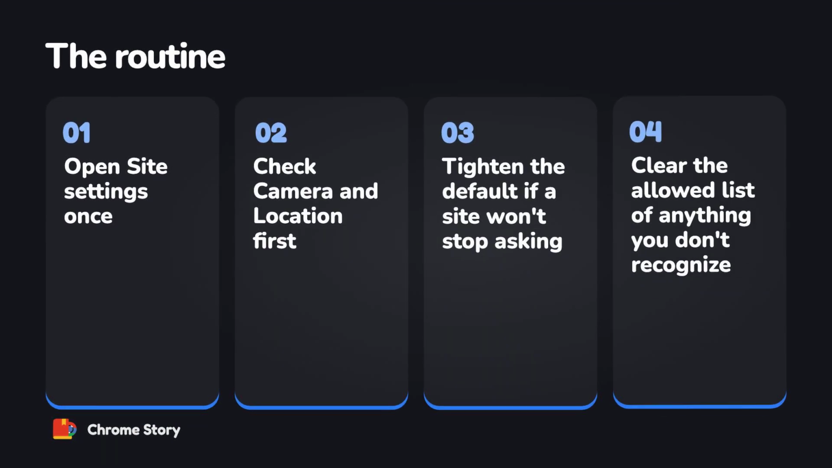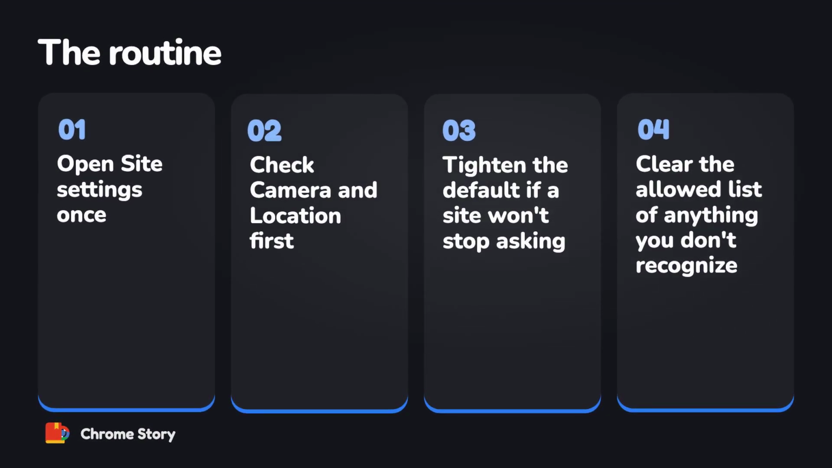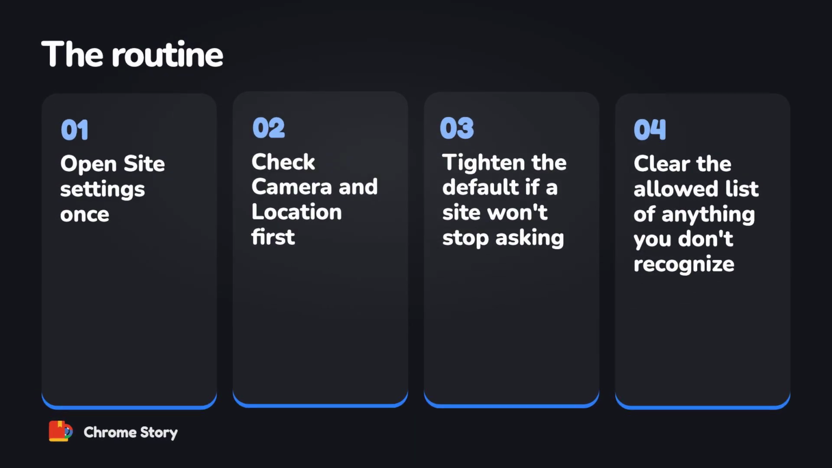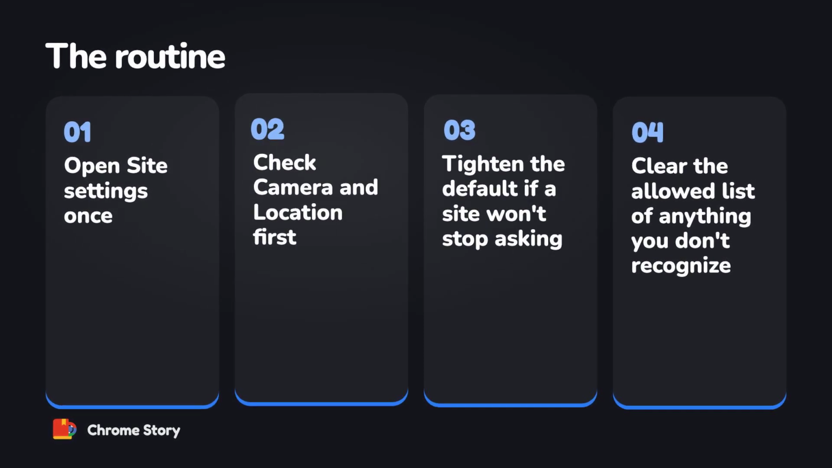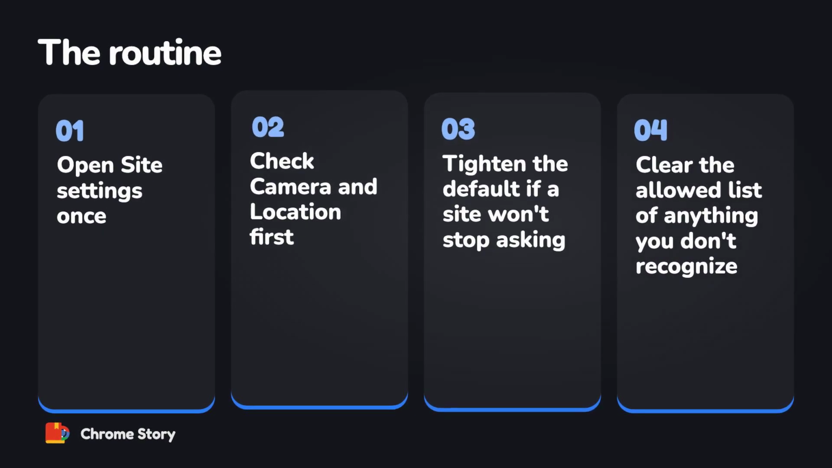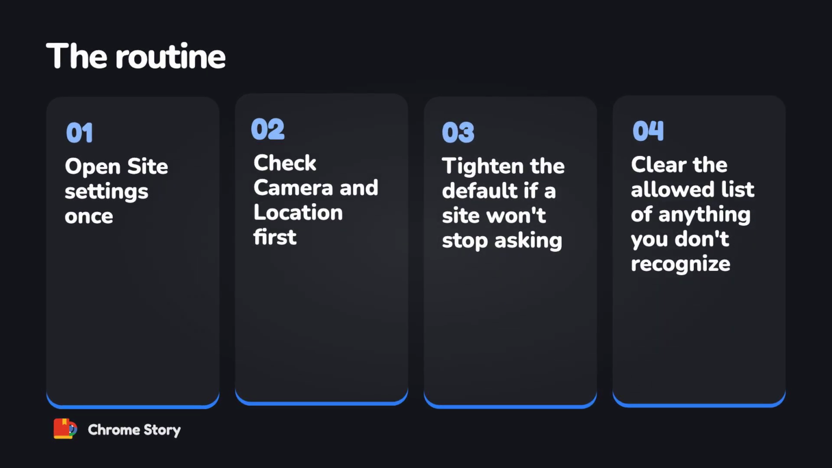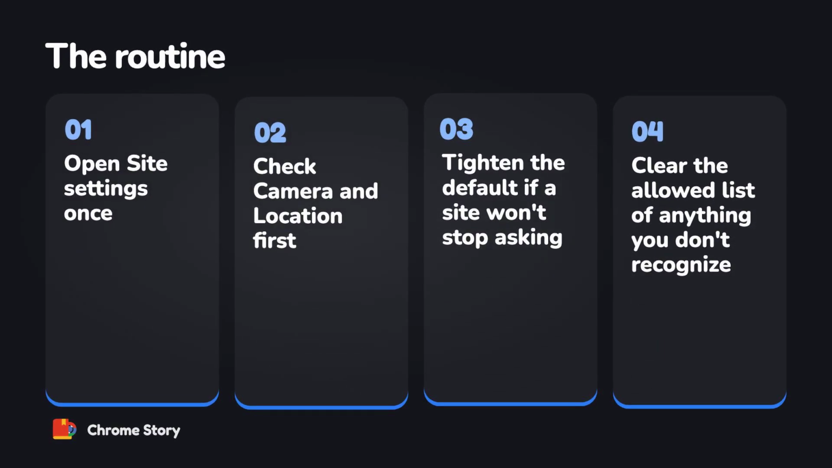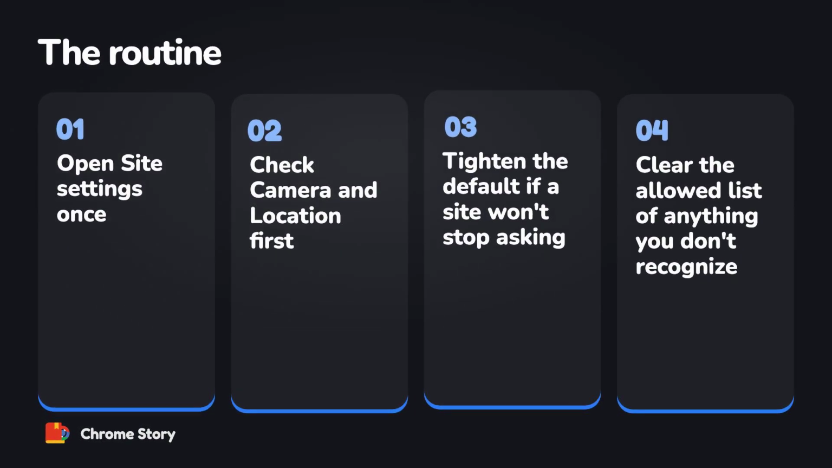So the actual routine is short. Open Site Settings once, check camera and location specifically, since those are the two permissions with the most riding on them and the least attention paid. Tighten the default if a random site keeps asking, and clean out the allowed list for anything you don't recognize anymore. Do that once, and Chrome keeps enforcing it from then on. No rechecking required, and no more guessing which site you said yes to 8 months ago.